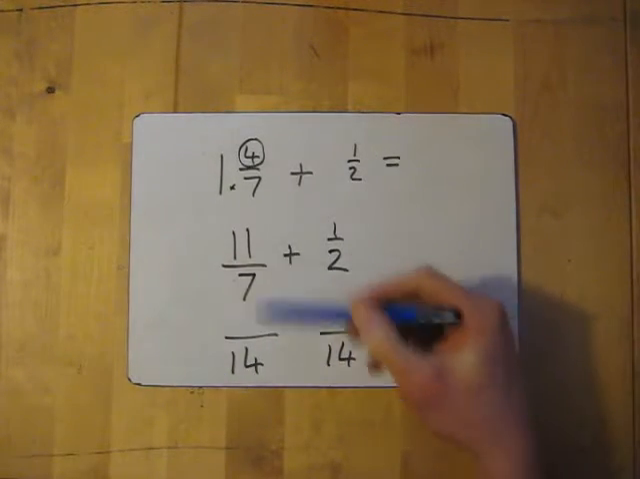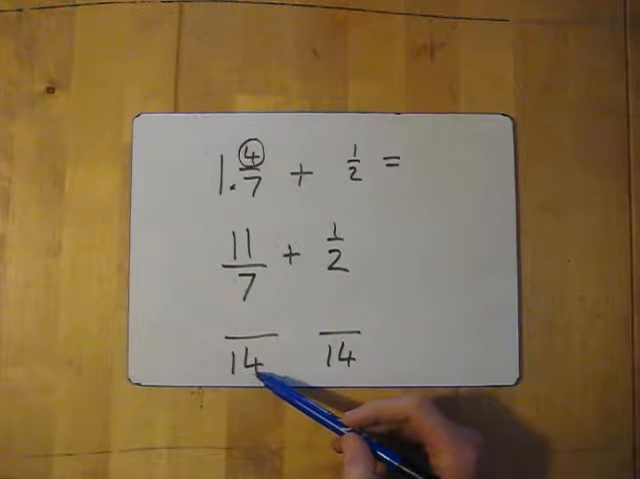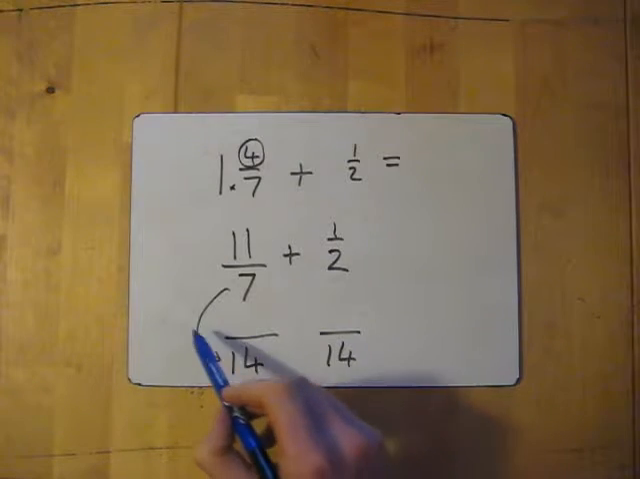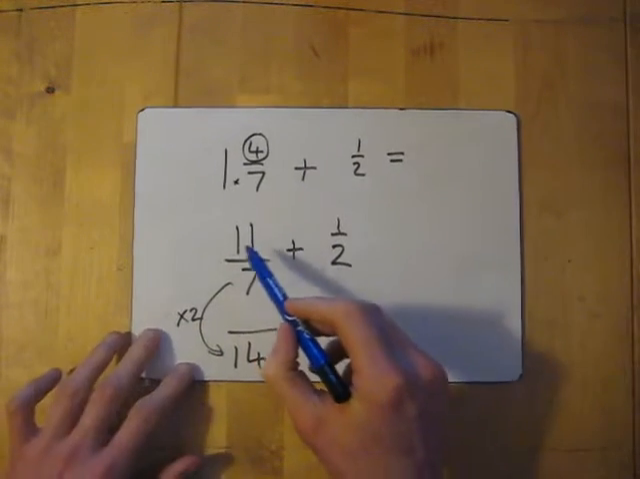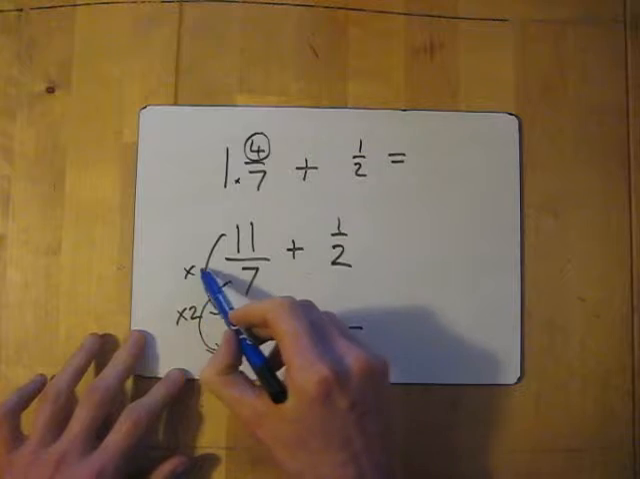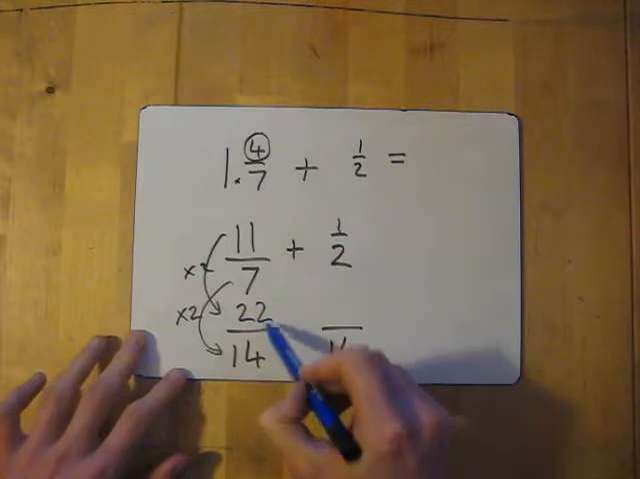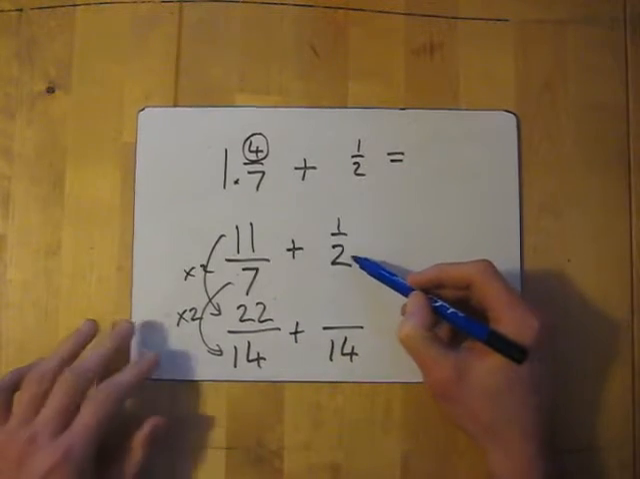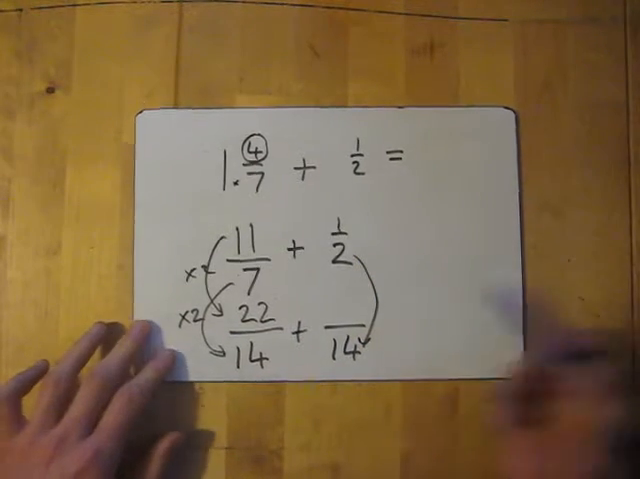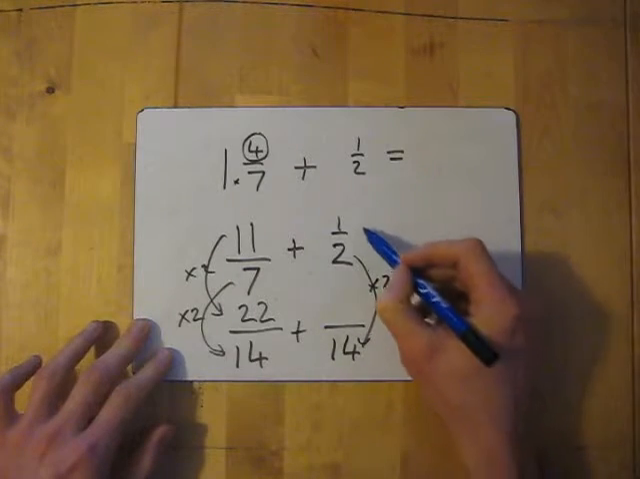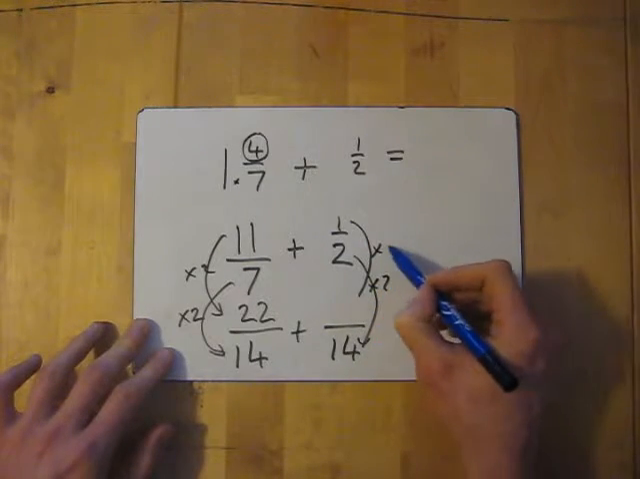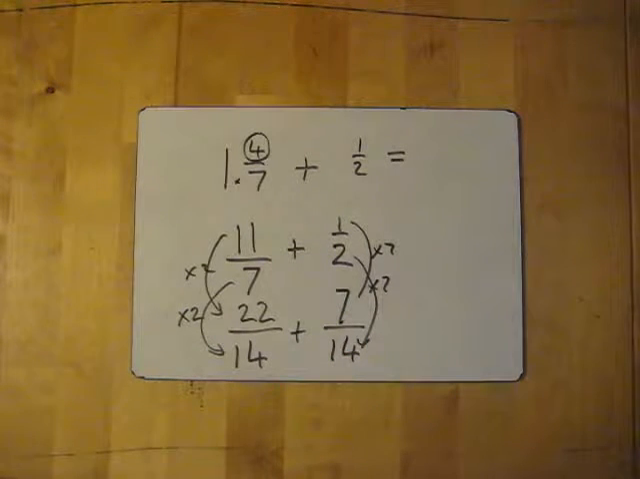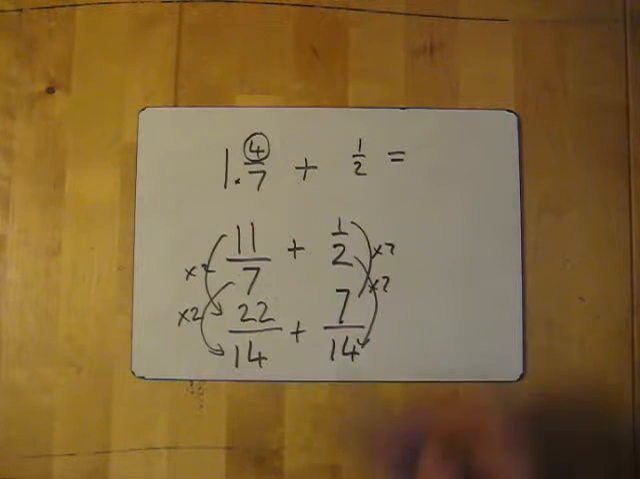So again, we need to convert these into the equivalent fractions so that they're out of 14. So what we've done to 7 to get to 14, we've times it by 2. So that means we need to times the top by 2, which would be 22 over 14. Then we've got the half. What have we done to 2 to get to 14? We times it by 7. That means we need to times the top by 7. So 7 over 14 is the same as a half.